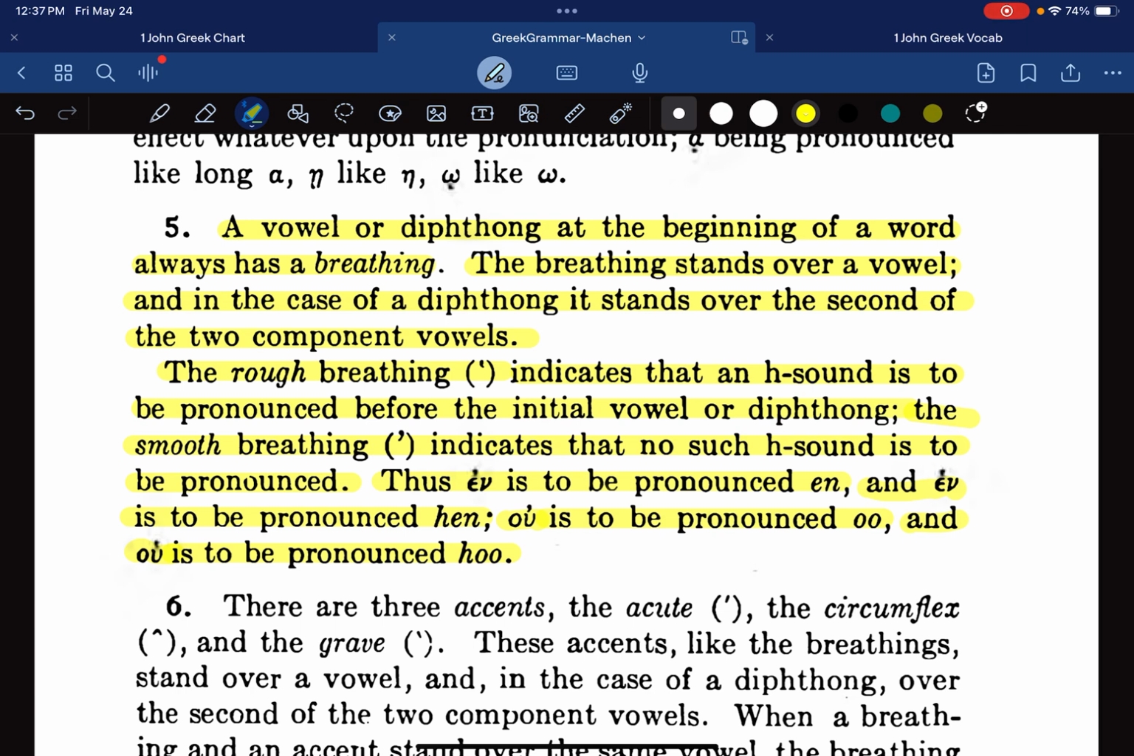That's what Machen uses, and we are going through Machen's grammar. Machen's grammar is in the public domain. It was put out in, I believe, the 1920s or 30s, but it is still one of the better grammars out there. And so that's what we are using here.